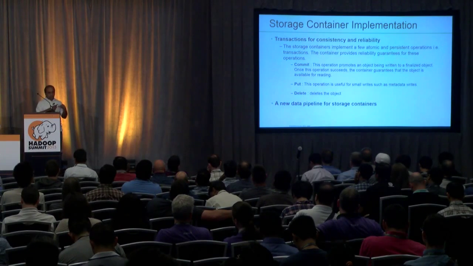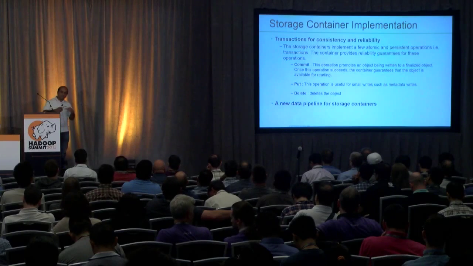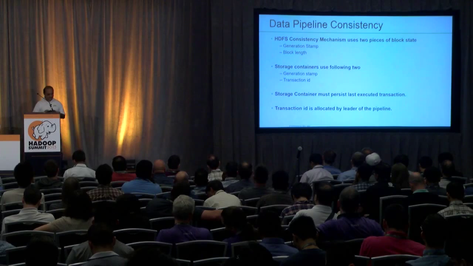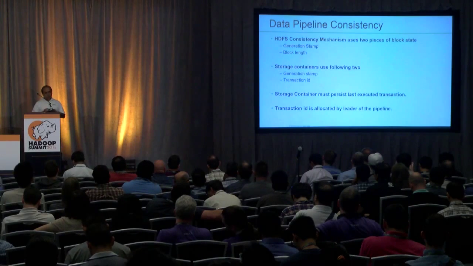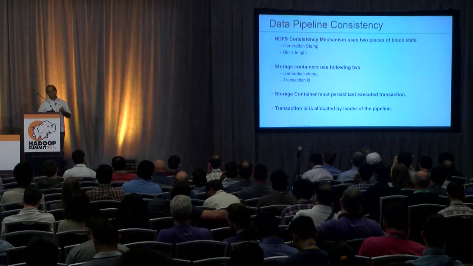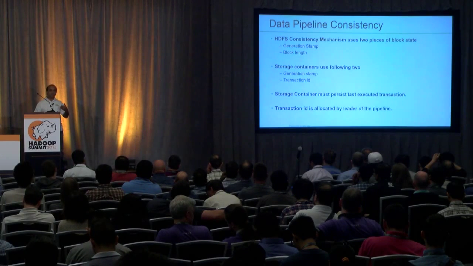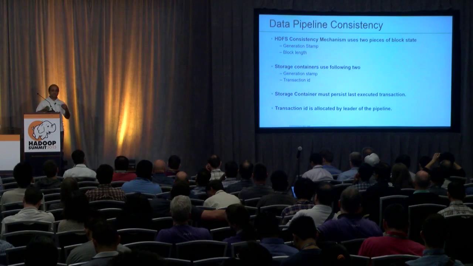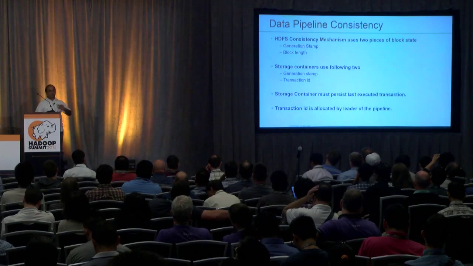So how does HDFS offer consistency? There are two important notions in HDFS. One is the generation stamp. When the pipeline is running, it has an associated generation stamp. Whenever there's a pipeline failure, we upgrade the generation stamp so that any stale object is discarded later on. That mechanism we still need.